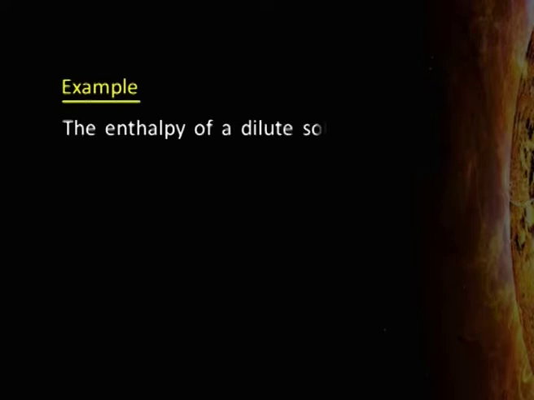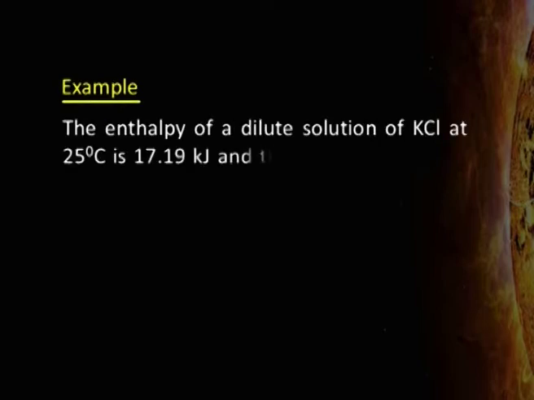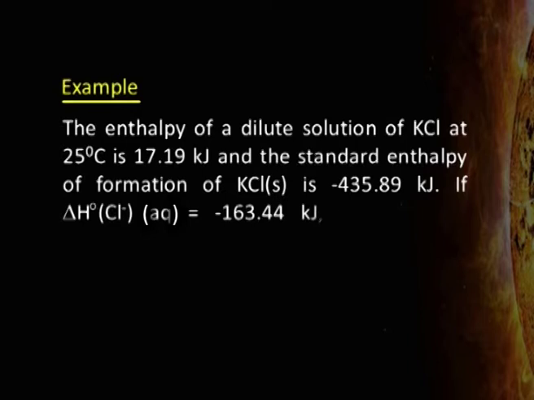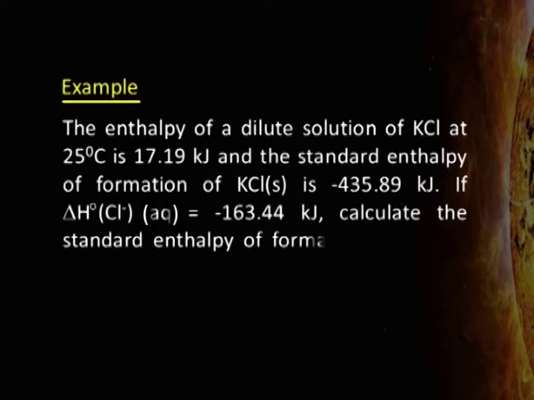With the help of enthalpy of solution, we can calculate the enthalpy of formation of ions in solution. Here is an example to understand that. The enthalpy of solution of potassium chloride in dilute solution at 25 degrees Celsius is 17.19 kilojoules and the standard enthalpy of formation of potassium chloride solid is minus 435.89 kilojoules. If delta H of Cl minus aqueous is equal to minus 163.44 kilojoules, calculate the standard enthalpy of formation of K plus aqueous ion.